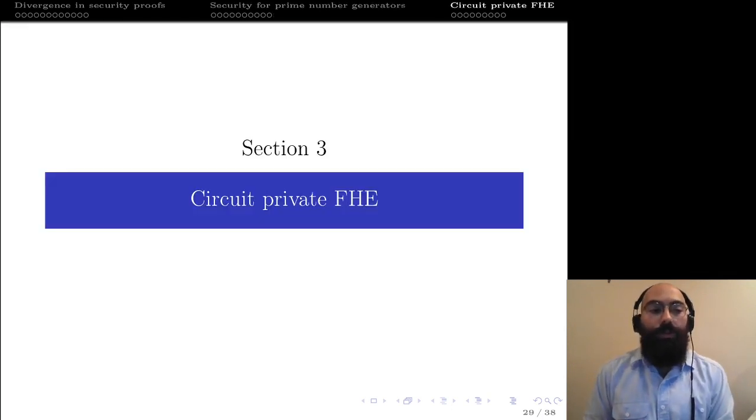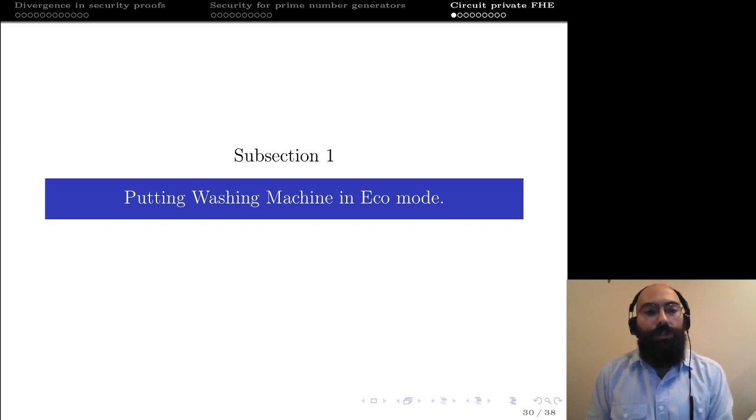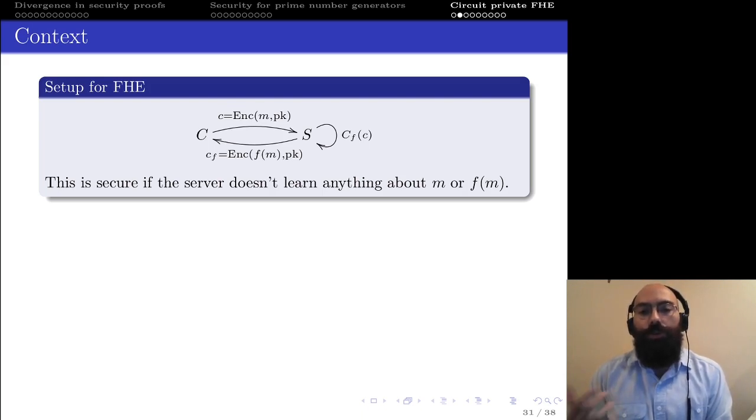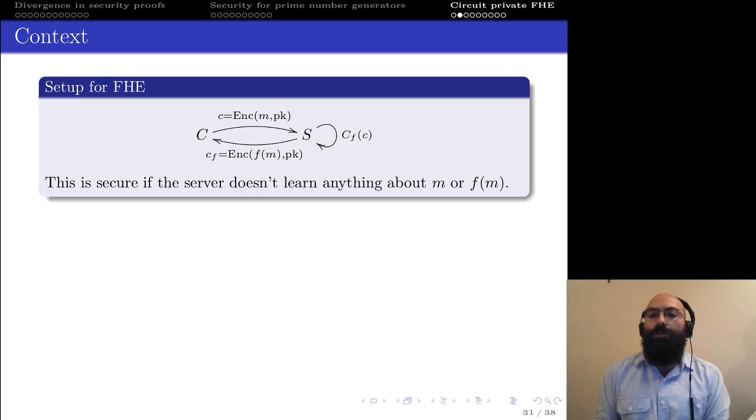Now we move on to the last part of this talk, which is about circuit-private fully homomorphic encryption. And the title of this section is Putting Washing Machine in Eco Mode. I'm going to explain this title later. So the setting is that you have a client C and a server S, and the client has a message m and wants to know the result of the function f of m, which will be computed by the server. But you don't want the server to learn anything about m or f of m, so you just encrypt everything. And this is secure if the server doesn't learn anything about the message or the result.